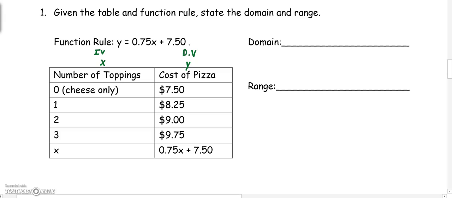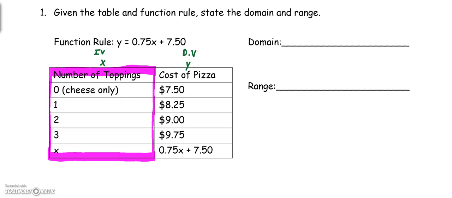So when I'm looking at domain, it looks at my x. So if I want to write a domain for my table, I would look at what's my first smallest number, 0. What number would come next? 1 topping. And I put dots for all my other toppings. And the largest number of toppings I would get is x.